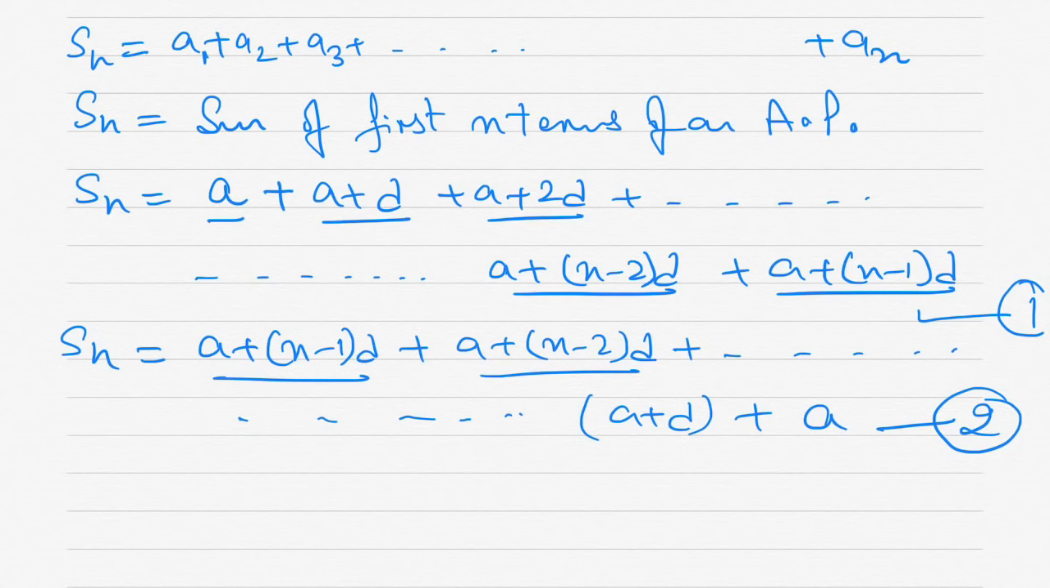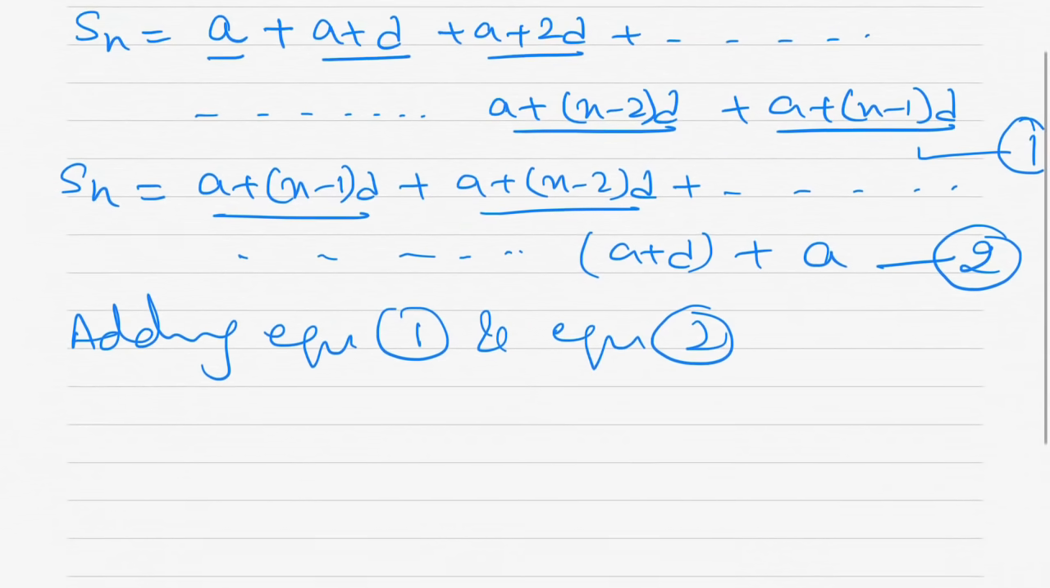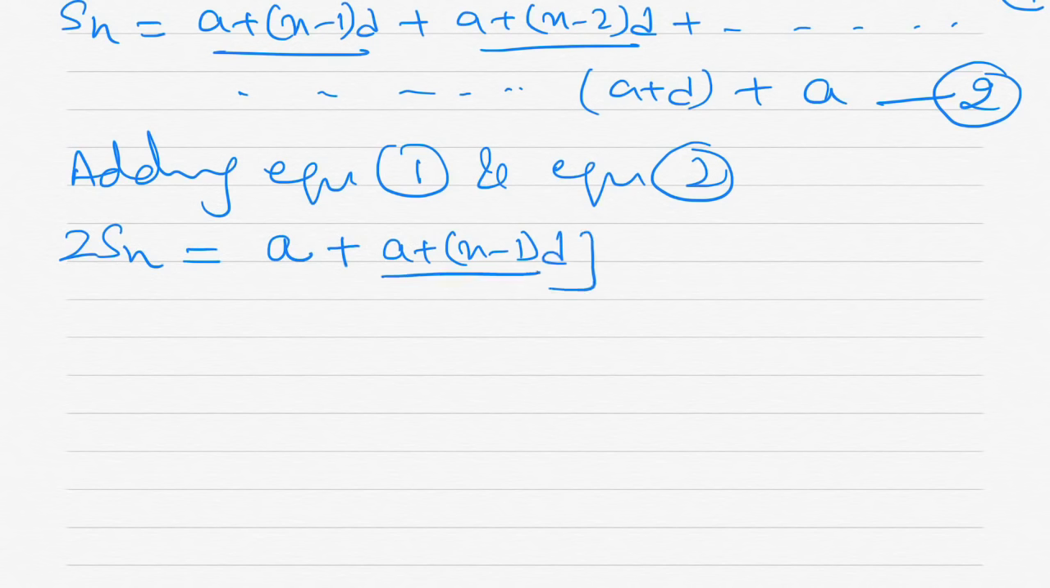They have the same terms, only the order of the terms has been changed. Now adding equation 1 and equation 2. When we add these two equations, again on the left hand side we have 2 times Sn, which is equal to... Now on the right hand side, let us add the first term of equation 1 to the first term of equation 2. The first term of equation 1 is a and the first term of equation 2 is the last term, this.